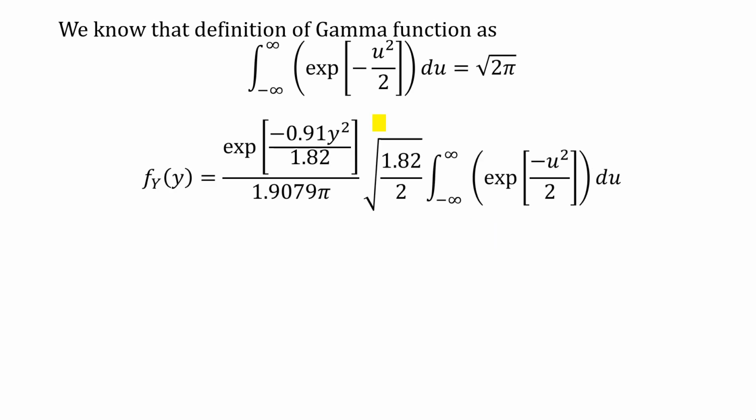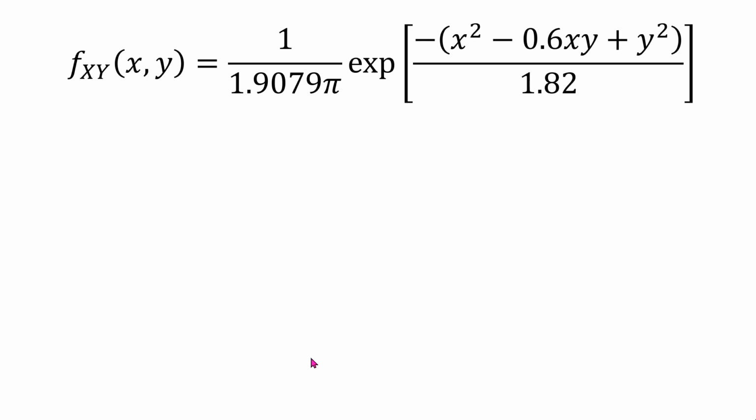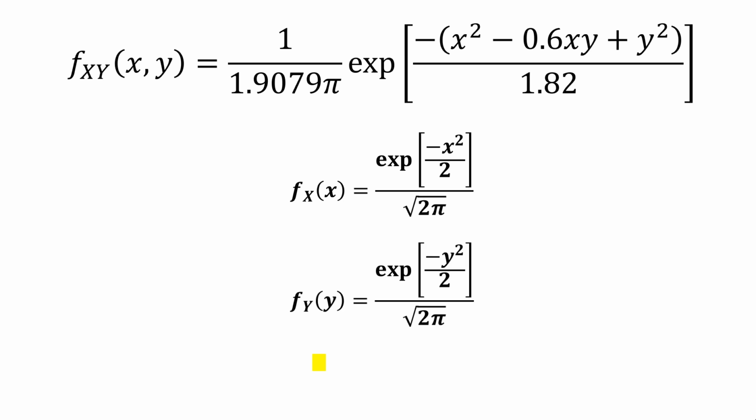Using the definition of a gamma function, we do find one such gamma function in the expression. These two are the same, so that can be replaced by square root of 2 pi. Do the simplification, we do get fy of y. All right. So for a given bivariate PDF, we have calculated fx of x and fy of y. Follow the procedures properly.